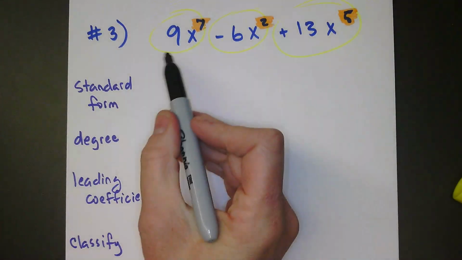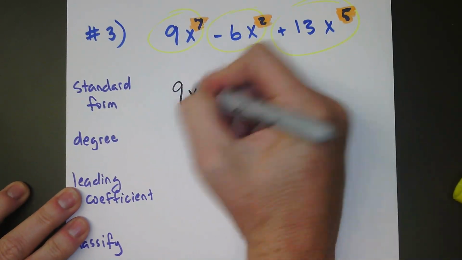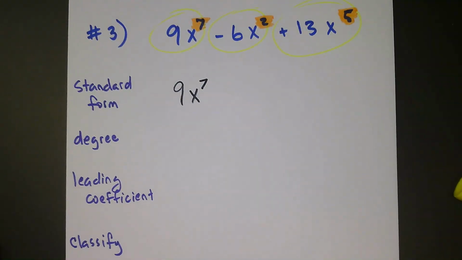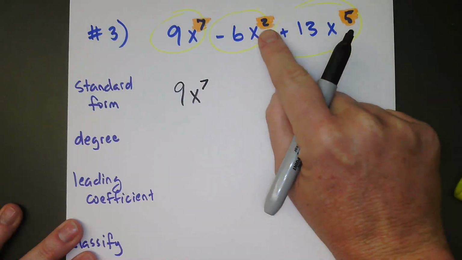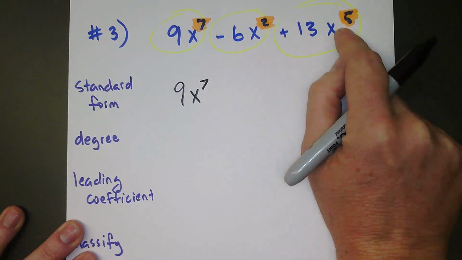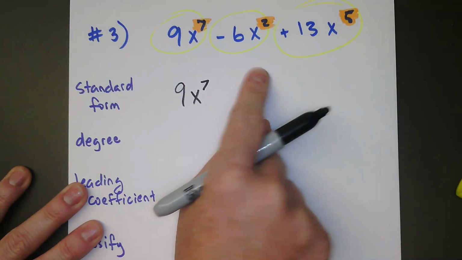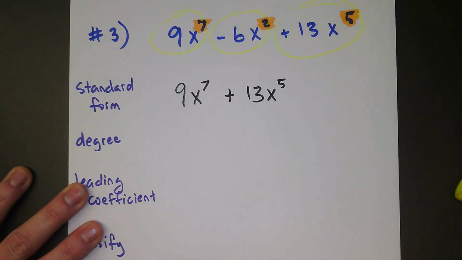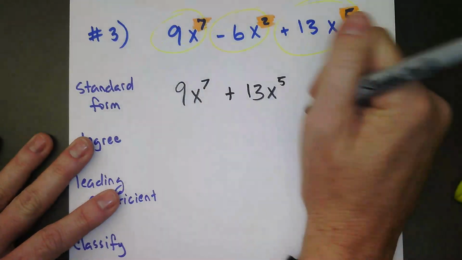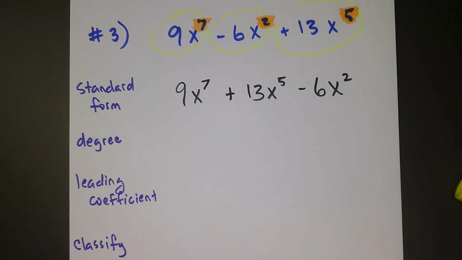So actually, this one already has the correct first term. So the 9x to the 7th is going to be my first term. What makes this guy out of order, and the reason it's not standard form, is we have this term, which is x squared, and this term, which is x to the 5th, out of order. So this guy needs to come forward. The plus goes with it, so this becomes plus 13x to the 5th. And then my final term here, minus 6x squared. So now this is correctly in standard form.